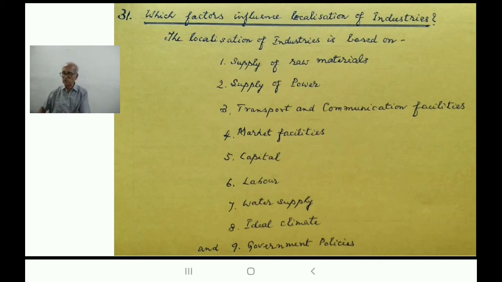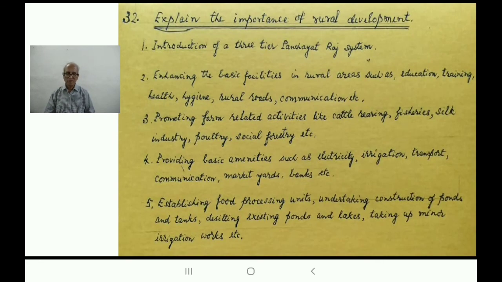Okay, we move to the next question. 32nd. Explain the importance of rural development. Now here options are there for some of these questions, but I have not selected the option. I have not put forth the options in the question paper here. I have selected a question wherever options were there, alternatives were there, and whatever I have left out, I will put them up in a separate video later.